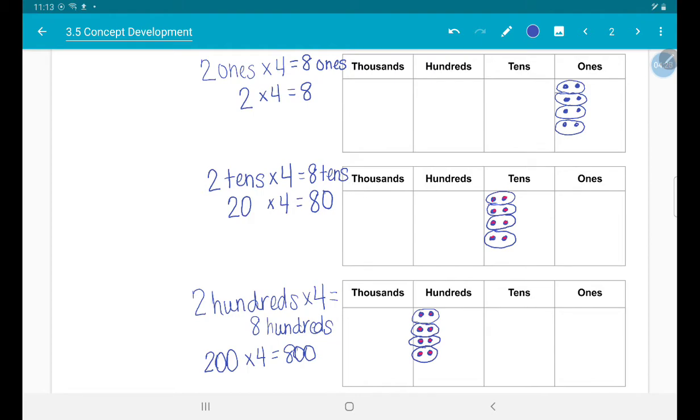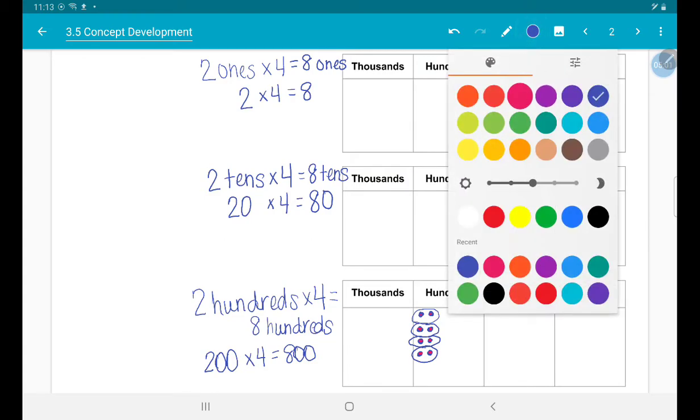So what pattern do you notice with what we've just done? We took the same problem just with different units. We started with 2 times 4, and we showed that that equaled 8 ones. Then we moved to 2 tens times 4, and we still had 8 tens. Then we did 2 hundreds times 4. 2 times 4 still equaled 8, but we were in the hundreds place value, so the value of that answer is 800.